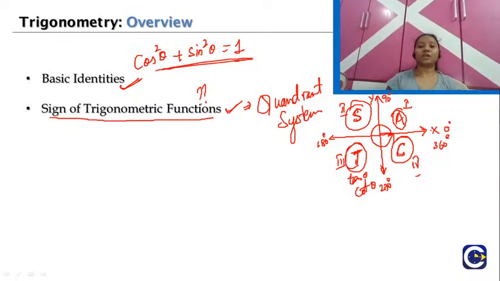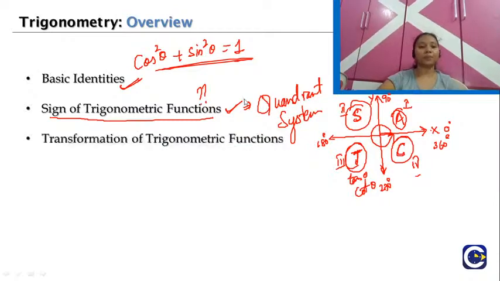So to remember in which particular quadrant which function is positive, in the easiest way, we'll just use this simple sentence, all silver teacups. So this is all about the sign of trigonometric functions. I am not going in deep because I have already covered this in our previous sessions, so please go through that. Apart from that, the next topic we have covered is transformation of trigonometric functions.